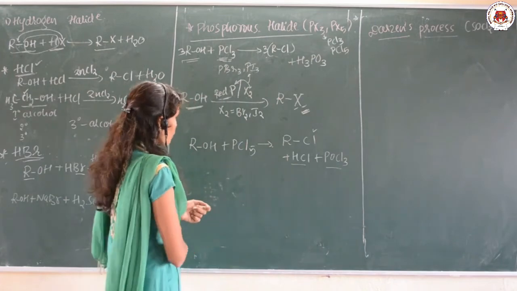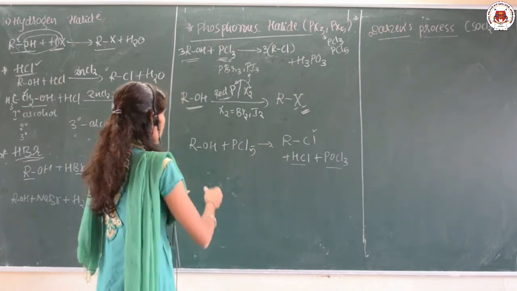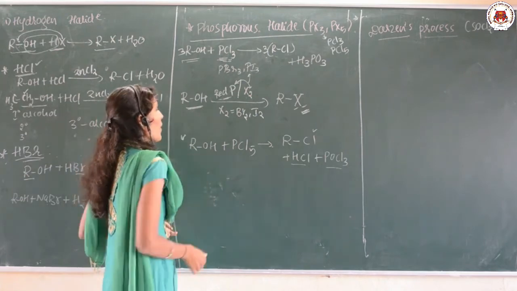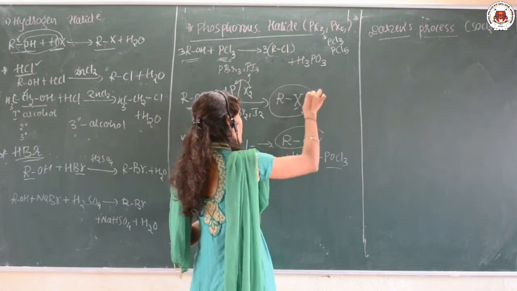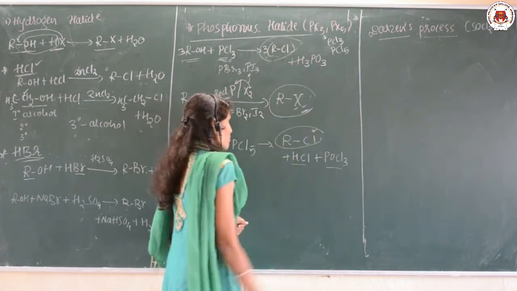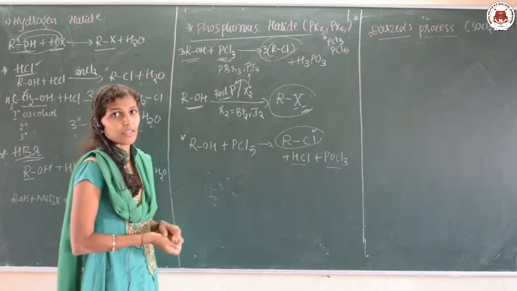Just look at the balancing, it is also balanced, and this is how we are going to prepare the alkyl halides, that is RCl or RX compounds, by using PCl3 and PCl5. Clear? I hope this is clear for you.